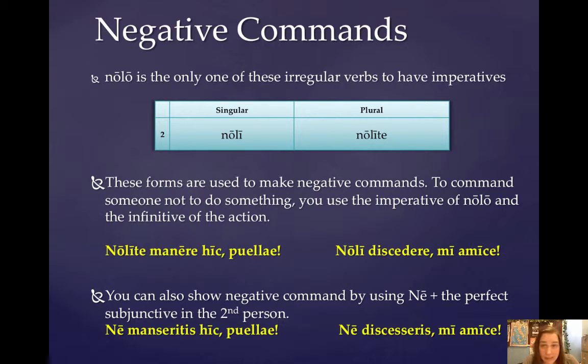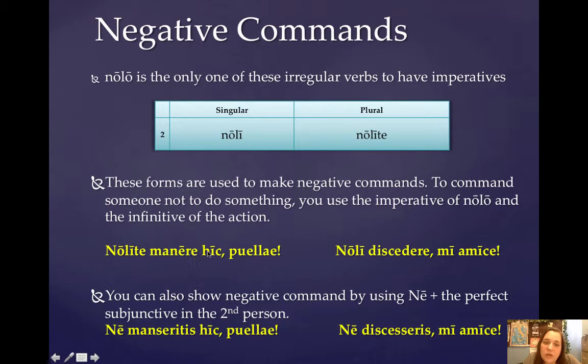And again, this is not the first time that you're learning this use of the imperative of nolo. You've actually been doing this for quite a while now. So: don't go away, my friend, and so on and so forth. What I do want to draw your attention to is that this is one of two ways to do negative commands. You can show a negative command not just by using noli or nolite plus the infinitive, but you can also do it by introducing the sentence with the negative particle ne, and then using the perfect subjunctive in the second person.